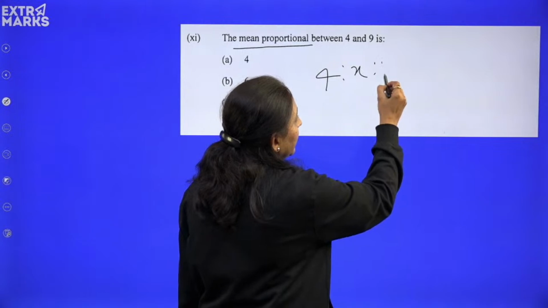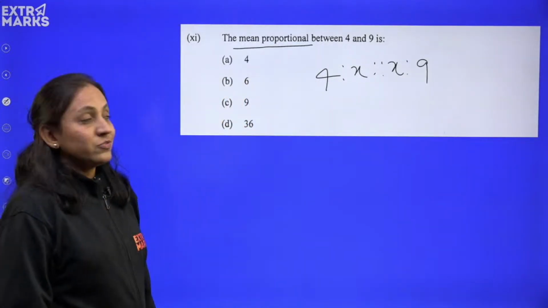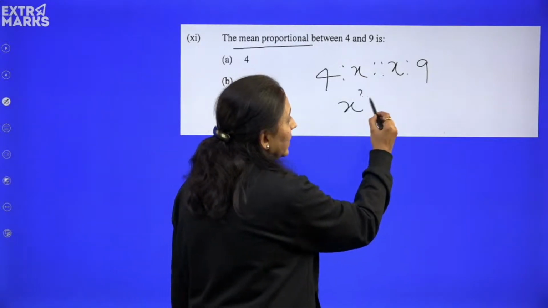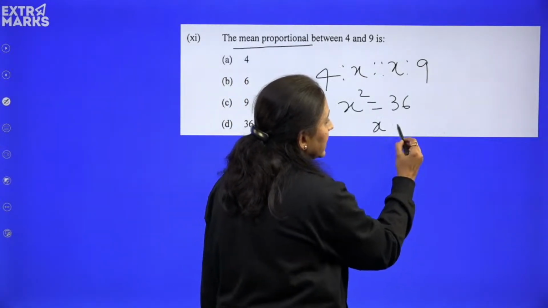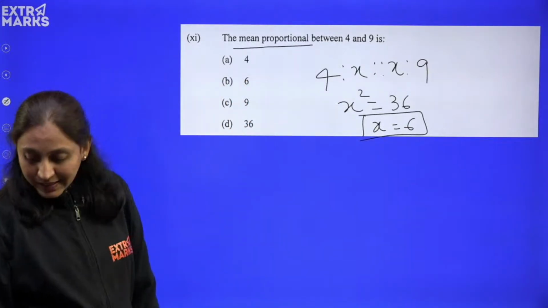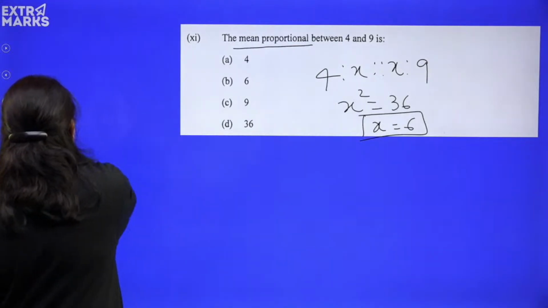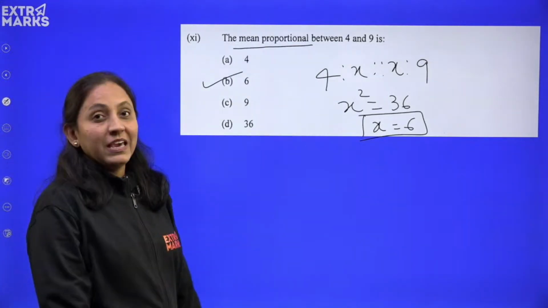So to find the mean proportional, we write the proportion like this, and the product of the extremes is equal to the product of the means. So we get x square is equal to 36. So x becomes root of 36, which is equal to 6. And the correct option is B. Perfect. Very nice. Correct.